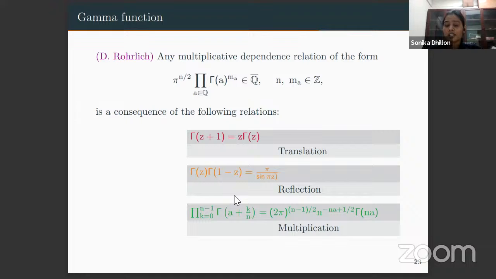Like Rohrlich, he made a conjecture that any algebraic relation, any multiplicative dependence relation between the gamma values will be a consequence of these three relations, like either the translation property or the reflection property or the multiplication property. So any dependence relation satisfied by the gamma values will be a consequence of these three relations.